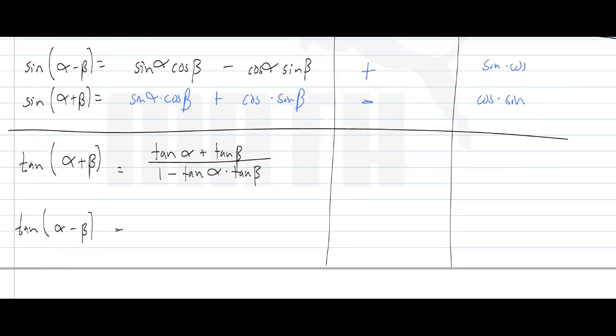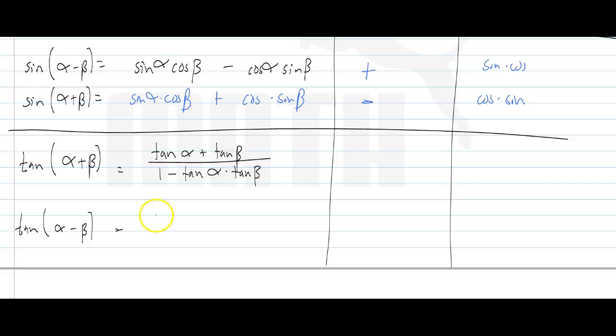The last thing we have is the tangent sum and difference formula. And here is tangent of alpha plus beta. You can see how it's all expanded out. Maybe you want to take a moment and try to make a conjecture as to what you think the tangent of alpha minus beta is equal to.